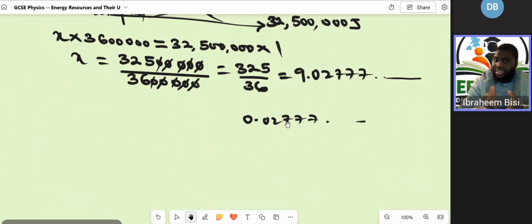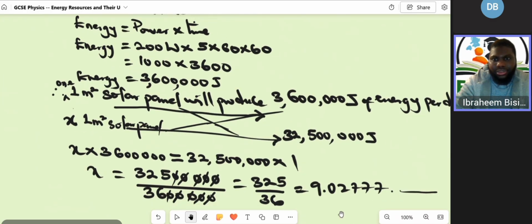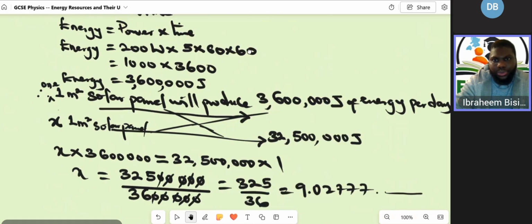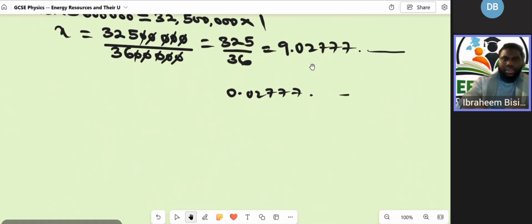So since the number has to be a whole number, then it means that we need 10 of the 1 meter square solar panels. Even though that will produce far more than their energy need per day, it still remains the minimum because you cannot use 9 of the solar panels. Using 9 will mean that the family will be short of energy. That is it, but to just illustrate it by writing, let me write it.